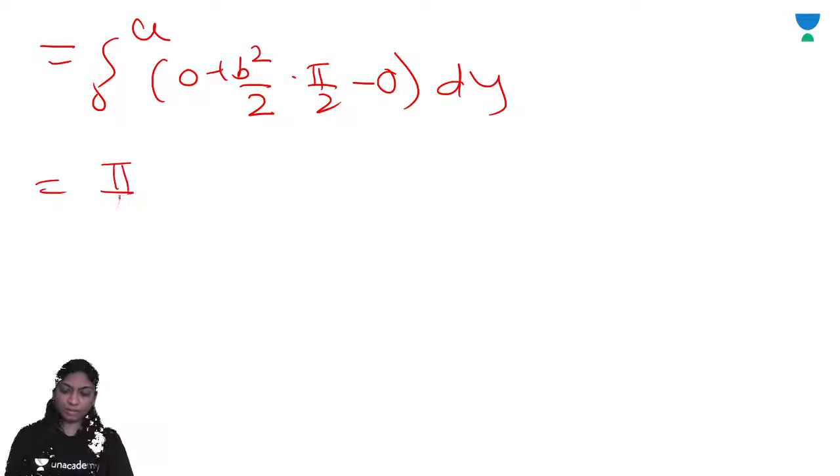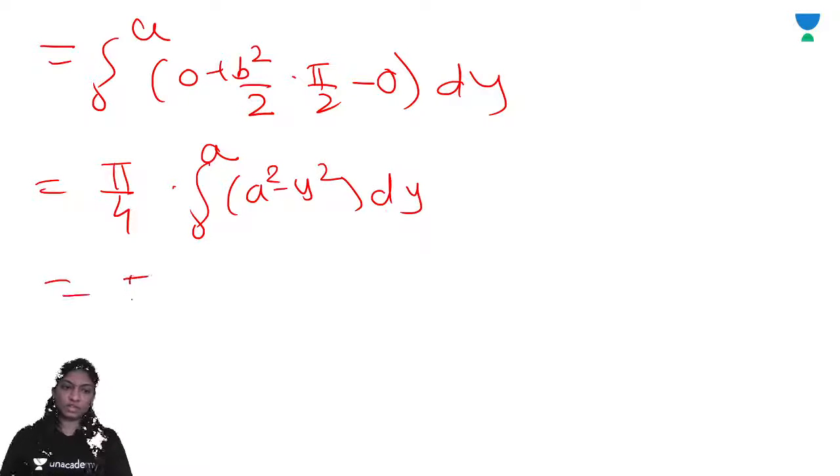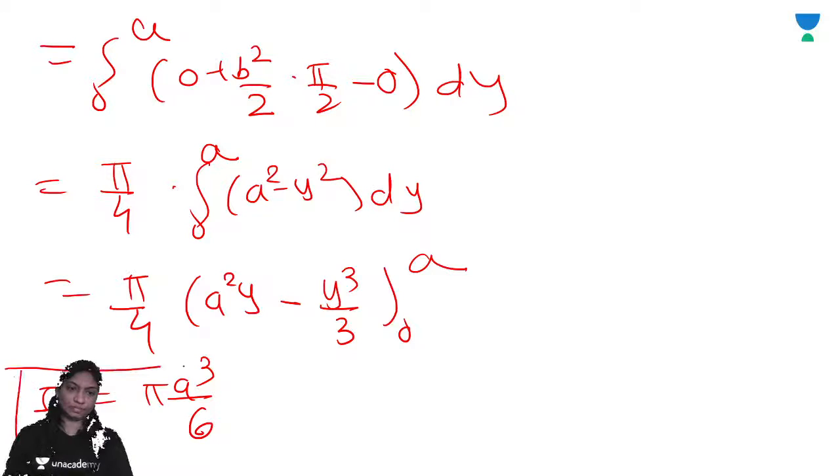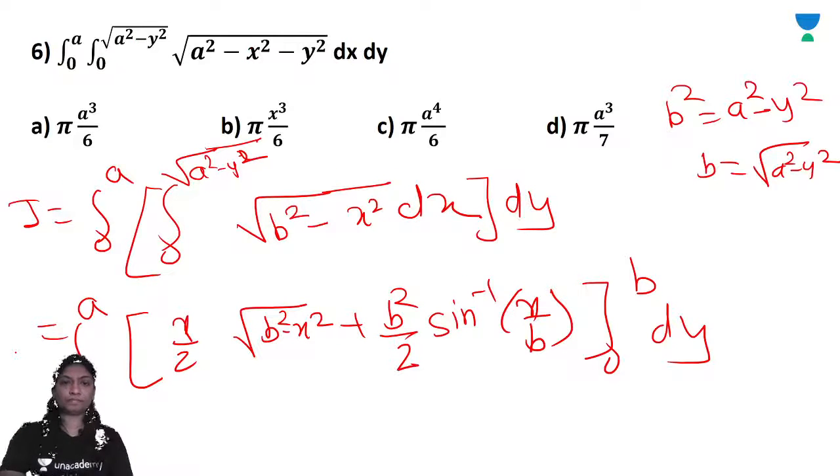Which is equal to pi by 4 into integral from 0 to a of a square minus y square dy, which is equal to pi by 4 into a square y minus y cube by 3 from 0 to a. So I is equal to pi a cube by 6. Correct? So the correct option is pi a cube by 6, Option A.